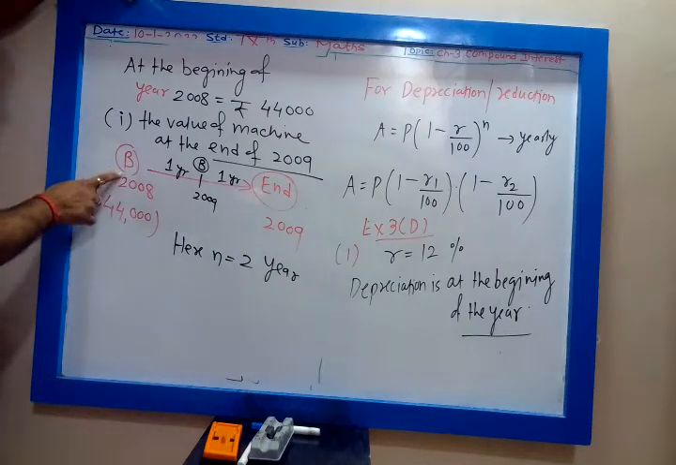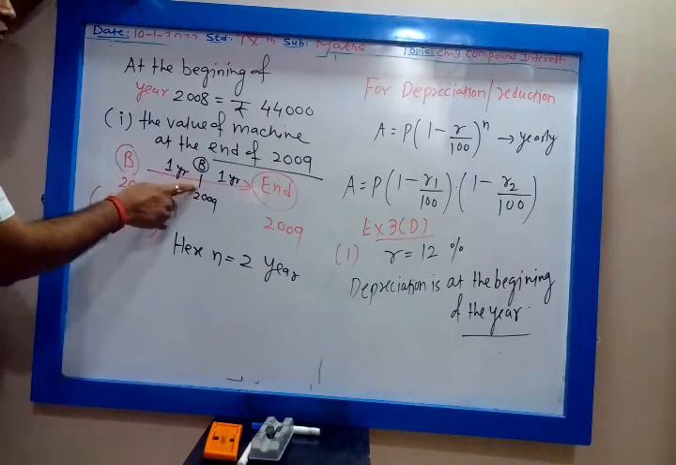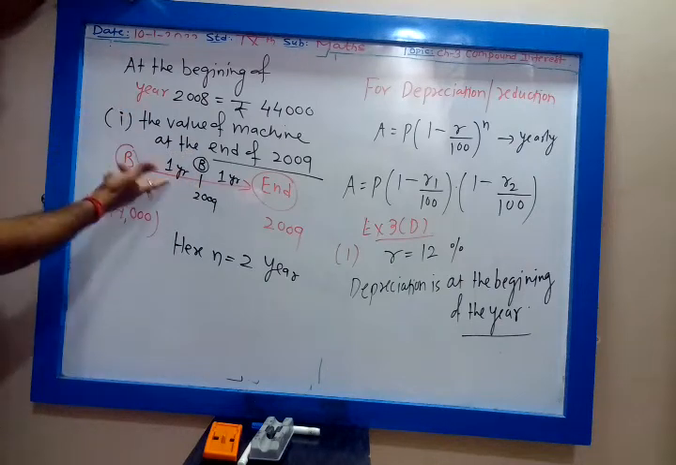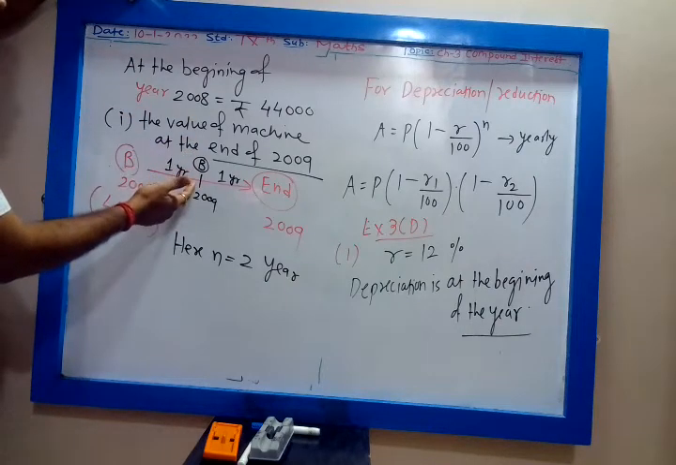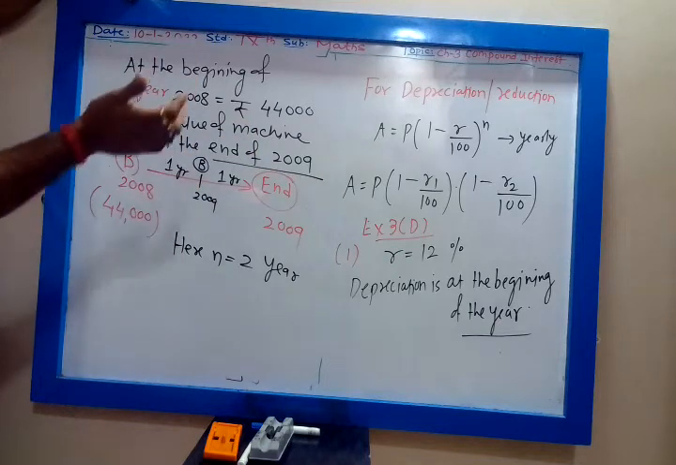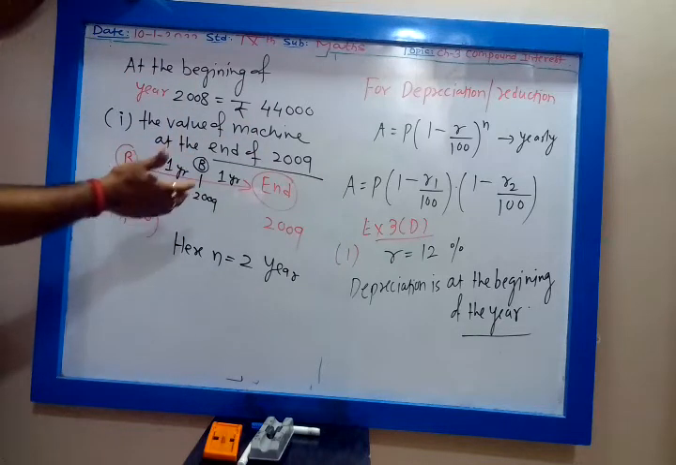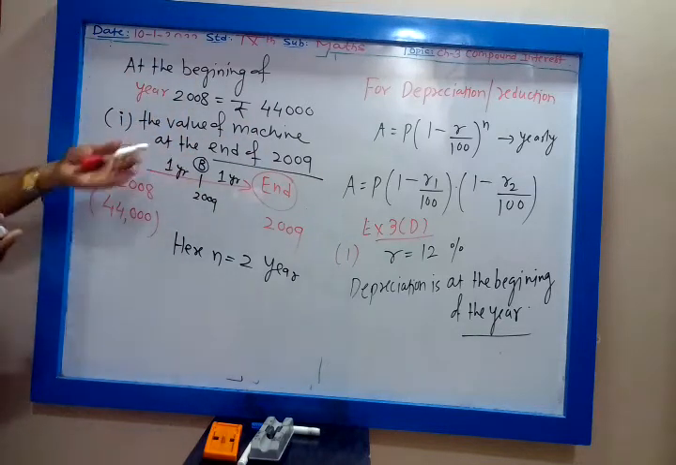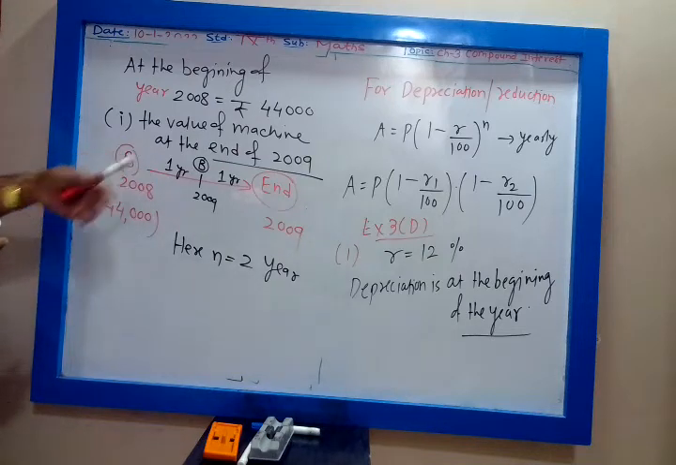From the beginning of 2008 to the beginning of 2009 will be 1 year. The beginning of 2009 to the end of 2009 will be 1 year. So the total duration is 2 years. Find the value of the machine at the end of 2009.